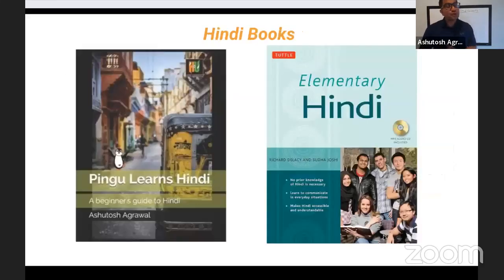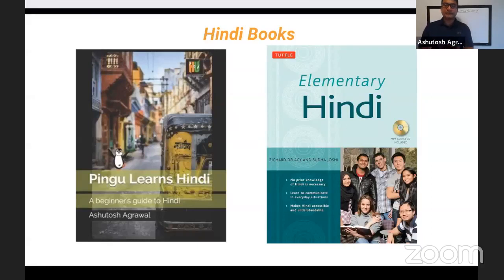As you know, this year we've been following two books: Pingu Learns Hindi, which is the book written by Hindi University, and the second book we are doing is Elementary Hindi by Professor Richard Delacy and Sudha Joshi. Richard Delacy is also a Hindi professor at Harvard University, and we've covered a lot of chapters of this book. Right now we are on chapter number 19.